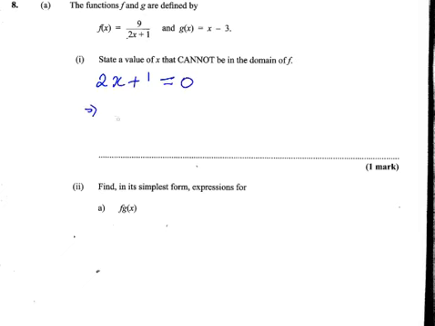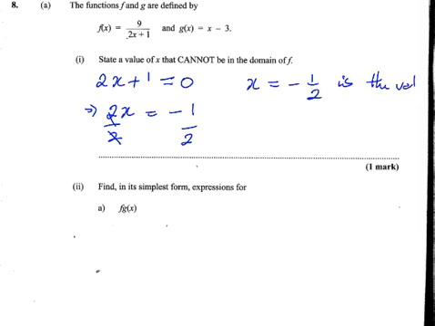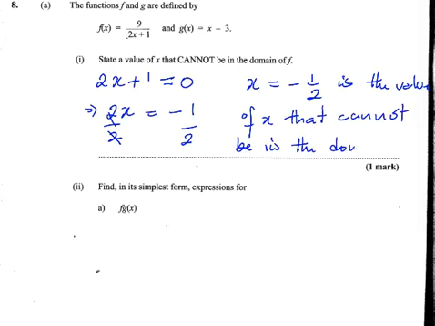Therefore, 2x is equal to minus 1. And if I divide both sides by 2, I can say that x is equal to minus a half is the value of x that cannot be in the domain of f.